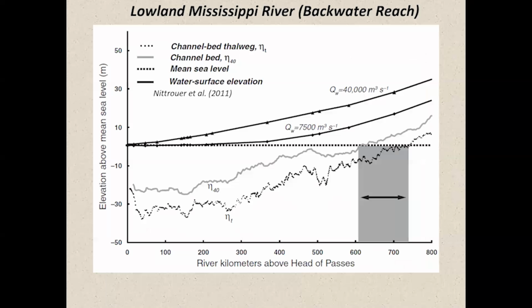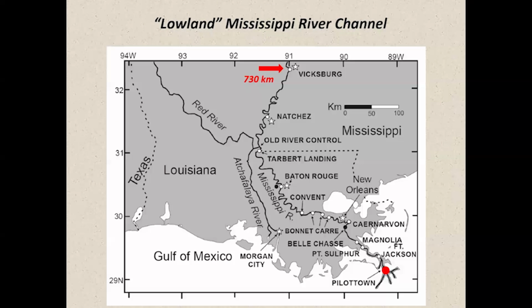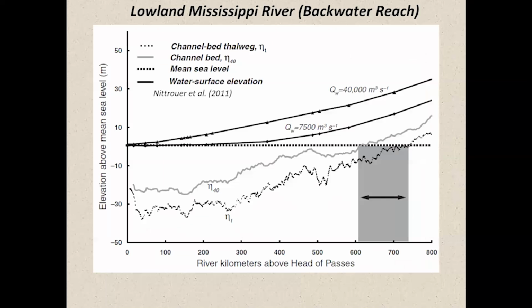Okay, so what do we mean by the lowland part of a river system? And I'm going to use the sort of fluvial terminology here, right? The lowland part of the Mississippi system extends all the way well up above Louisiana, somewhere in the vicinity of Vicksburg, Mississippi, 700 kilometers from head of passes in the river mouth.